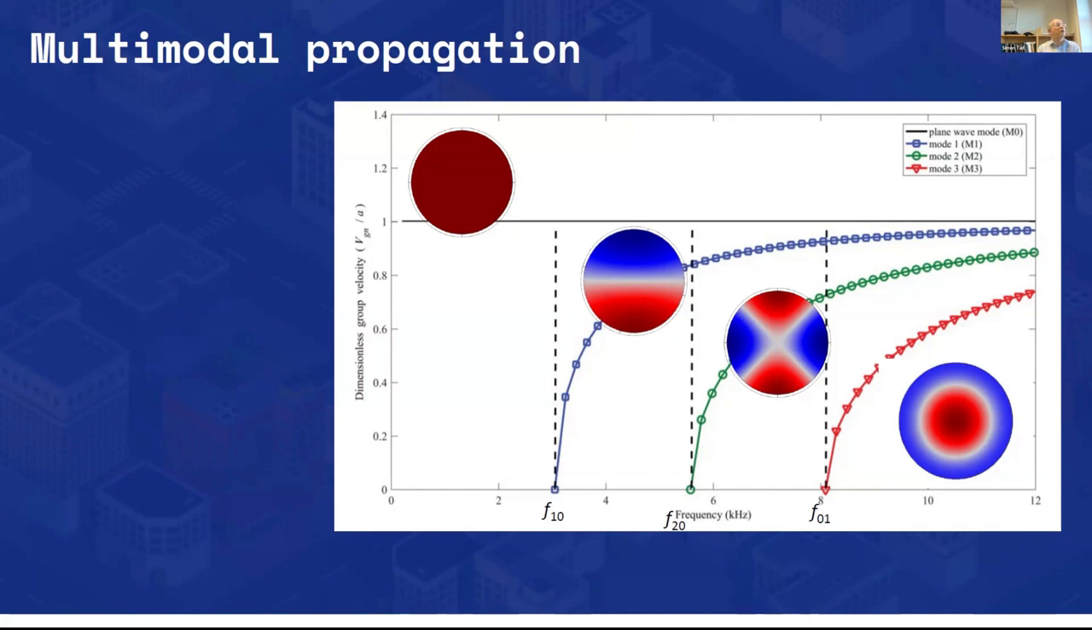If you start looking at the higher frequencies, so you can look at F10, F20, F01, what you tend to get with the different modes is a more complex spatial shape. And that complex spatial shape needs to be analyzed if you want to get the information from the higher frequency.